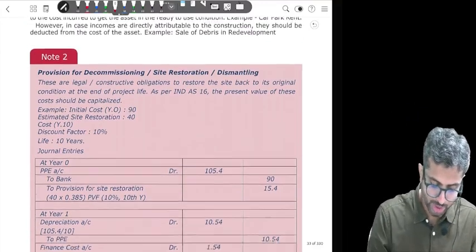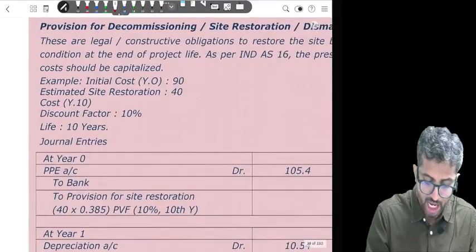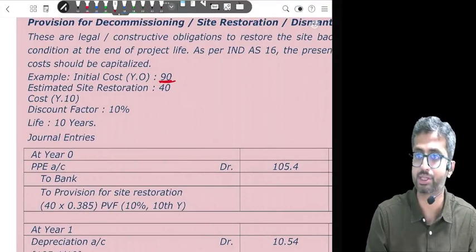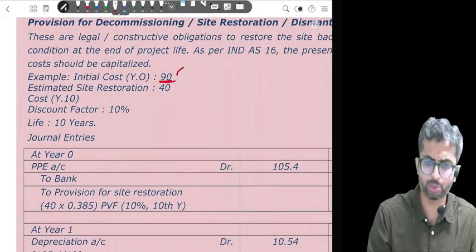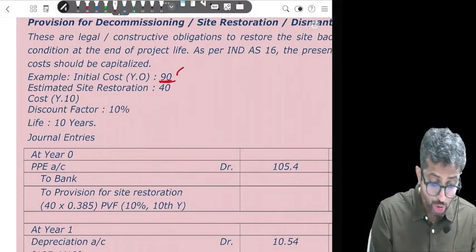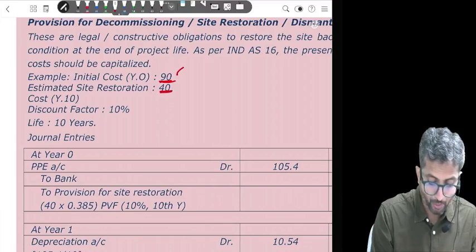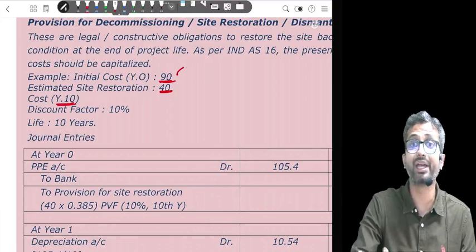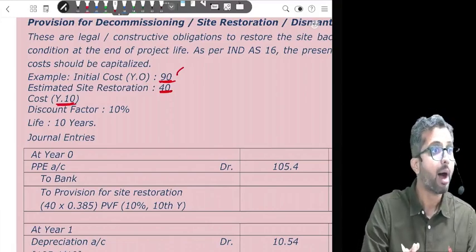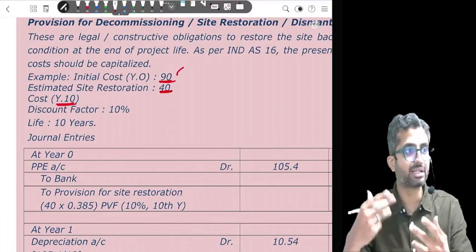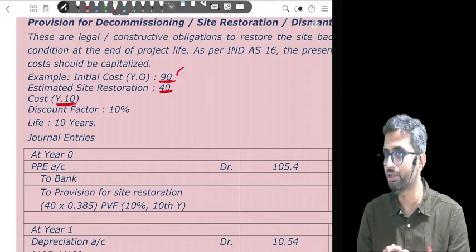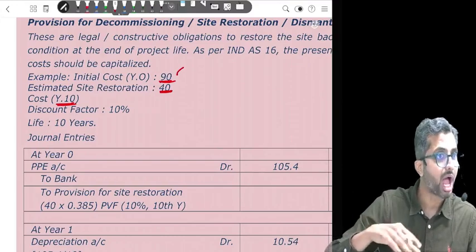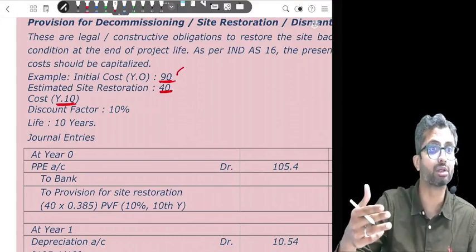Now let us say, there is an example over here. There is a plant where you initially spent 90 rupees. Now this 90 rupees should be a part of the cost. You are estimating to incur another 40 rupees of site restoration cost in the 10th year. Have you paid anything today? No. But are you estimating that you will pay 40 rupees after 10 years? But is 40 paid after 10 years equal to 40 today? And as a result, will you create a provision?